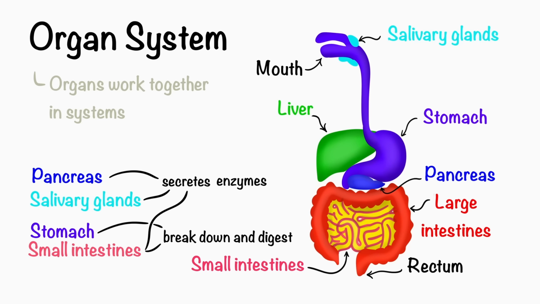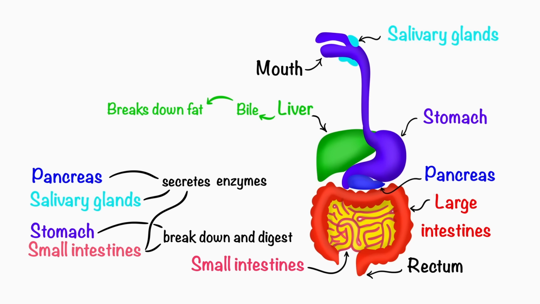While the main function of the stomach and small intestine is to break down and digest food, the liver produces bile to help with fat digestion. And finally, the large intestine absorbs water from undigested food, leaving behind the final waste products.